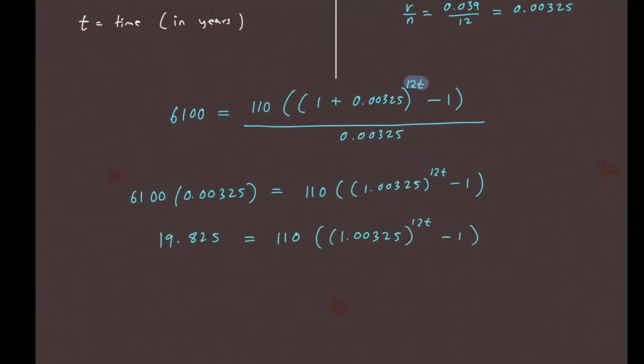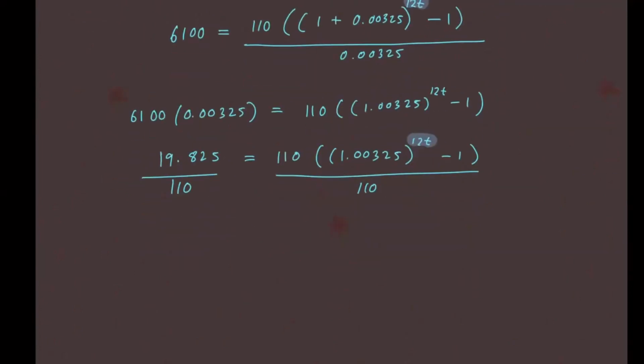Now again, we're still trying to isolate t, so I need to get rid of the next component, which is this 110. I'm going to go ahead and divide both sides by 110. So now if you do that, this will cancel out. On the left-hand side, you're going to get 0.18022. Again, try to write as many decimals as you can. I'm going to stop right there, so that you have good accuracy at the end.